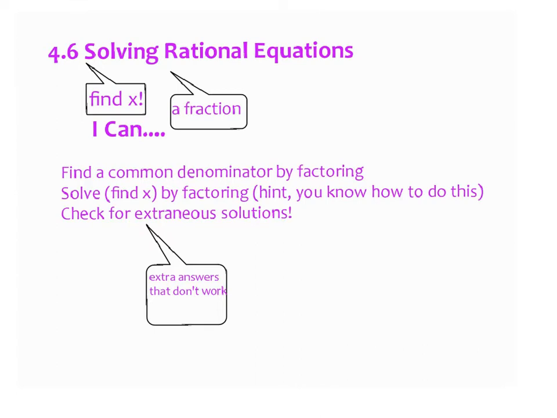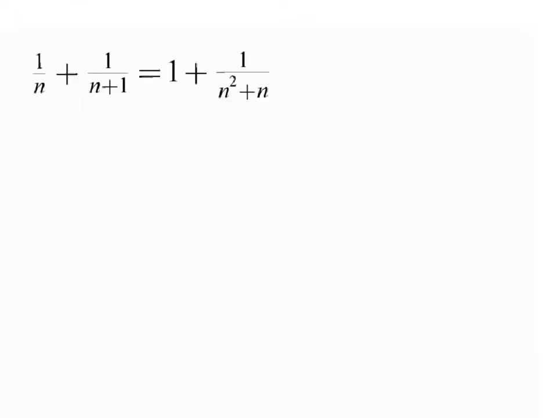You're going to have to find a common denominator. You have to find x by factoring, and then you have to check for these things called extraneous solutions, and those are just answers that don't work. Okay, so the first step when you're looking at these is always to factor. And if you factor right, you'll probably find that all the factors kind of match up.